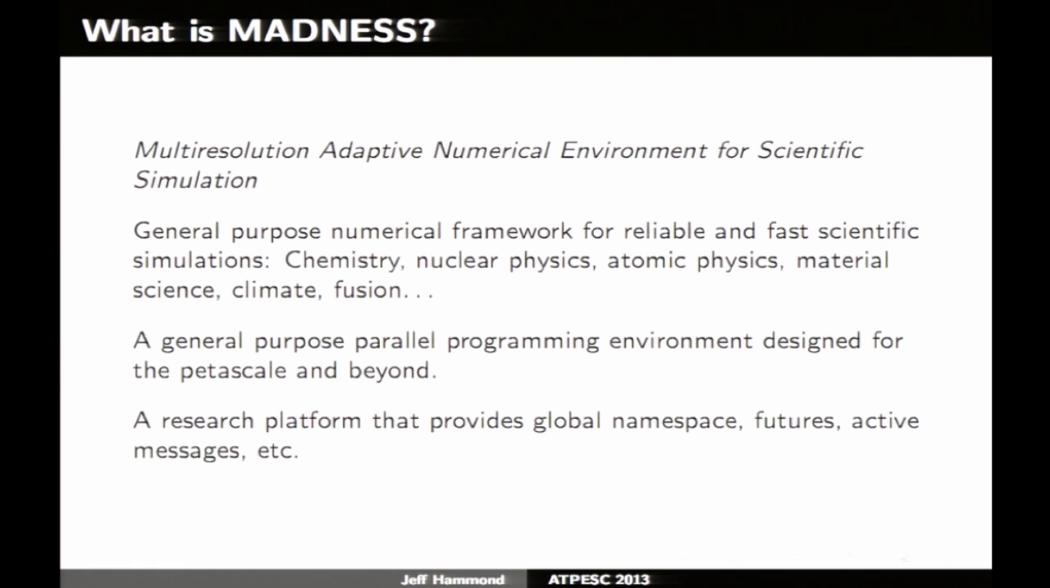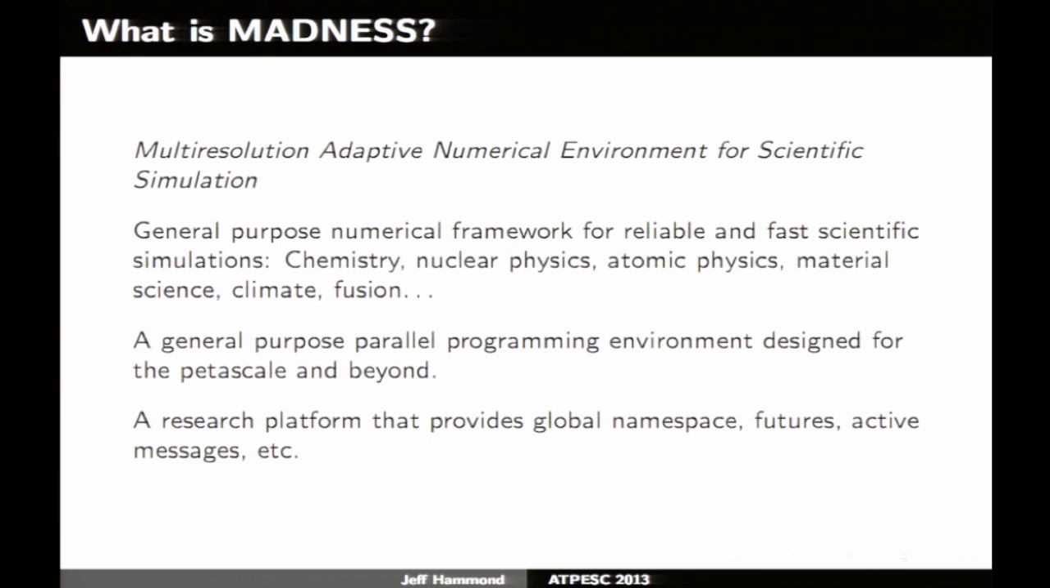So there are currently major efforts to use it for chemistry, nuclear physics, atomic physics, material science. The climate and fusion stuff I'm less familiar with, but basically Madness can solve PDEs, and therefore you can solve lots of science. It's also sort of a parallel programming environment with really, really, I guess, crazy, hence the name, ideas.